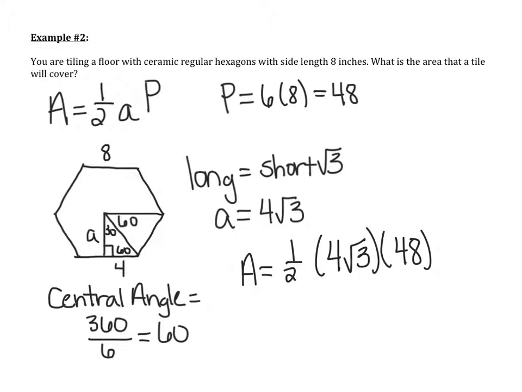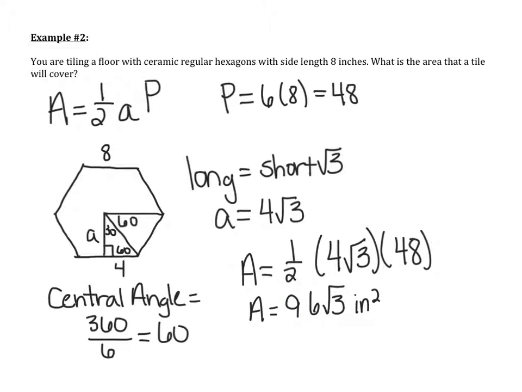So just to simplify, half of 4 is 2. 2 times 48 is 96, so we would have 96 square root of 3 as our final exact answer, so that'd be inches squared. However, if you're really talking about the area of a regular hexagon that you're using to tile a floor, you wouldn't answer somebody as 96 square root of 3.